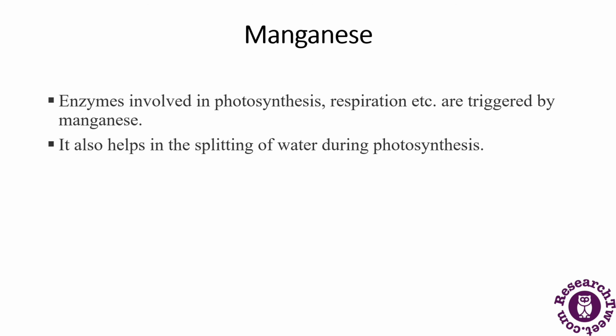Manganese is a micronutrient that is involved in the photosynthesis process and the respiration process in plants, and these reactions are triggered by manganese. It also helps in the splitting of water during photosynthesis. So when the process of photosynthesis takes place in plants, manganese plays a role in the splitting of water.